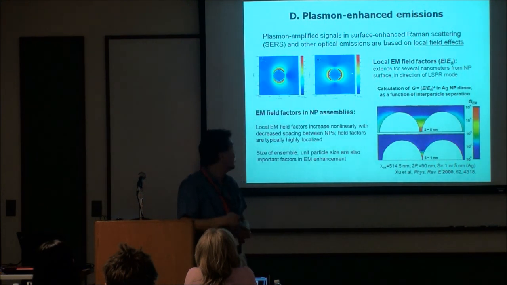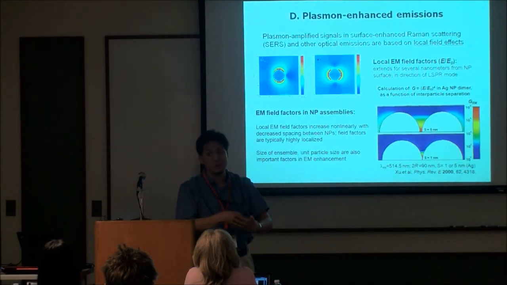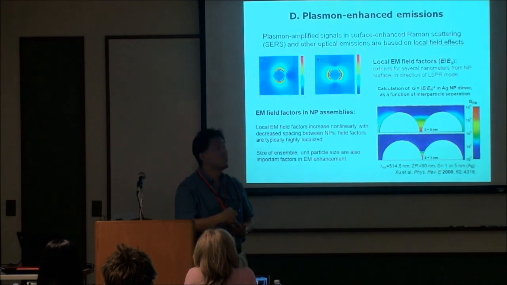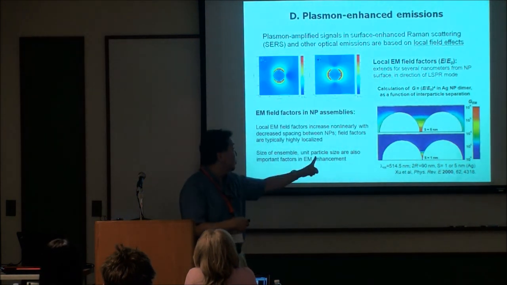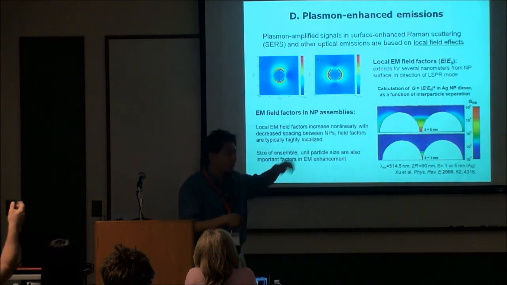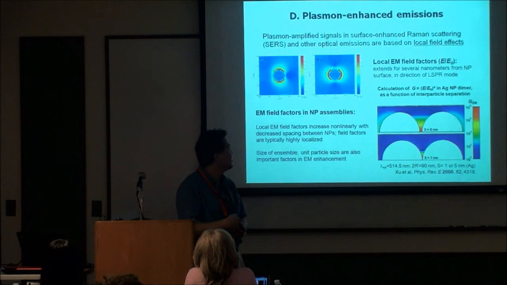First of all, when you talk about an individual particle, the field factor, which is defined as E over E0, can be increased by, say, factors of 10 to 20, maybe, in special cases, up to about 100. But usually you don't go much above single digits. For elongated particles you can go higher. What you're seeing here is a little bit different from what we're seeing here, and I didn't make that clear because of time limitation.